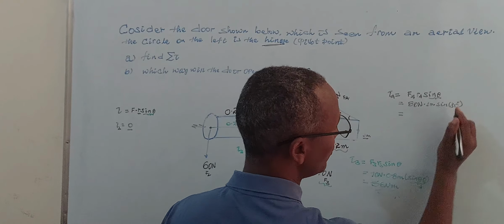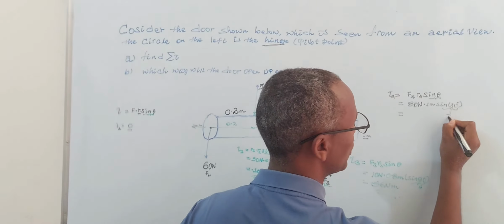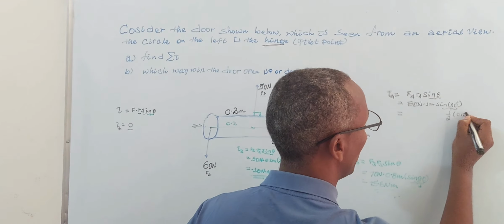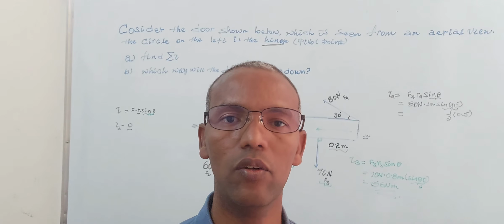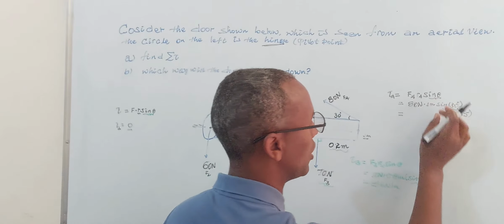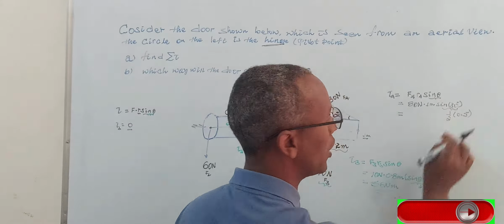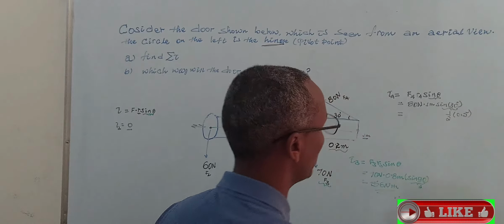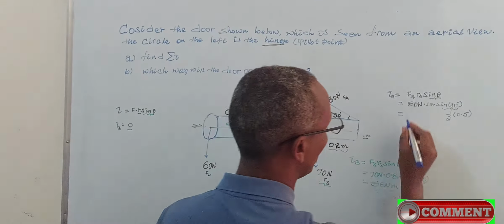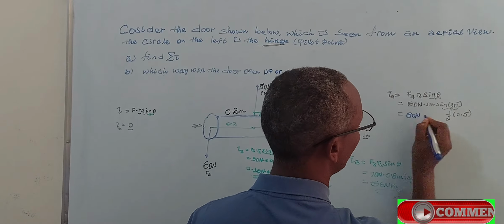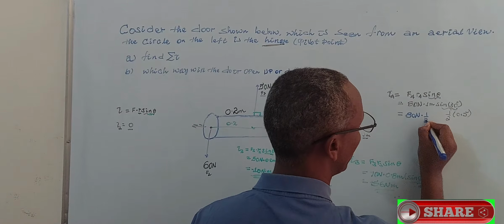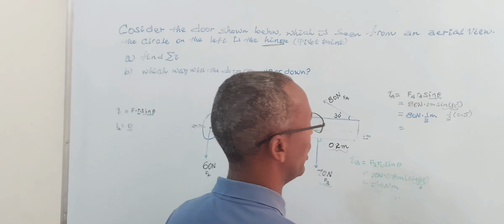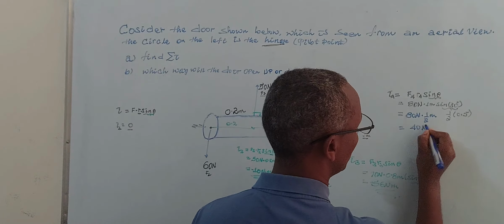Now, sine 30 degrees is basically 1 upon 2. I believe you are familiar with this; if not, it is 0.5 or 1 upon 2. Now you can just plug this in. When we multiply 1 with 1 upon 2, you will get 1 upon 2 itself. So 80 Newton multiplied by 1 upon 2 meter, when simplified, gives you 40 Newton meter.